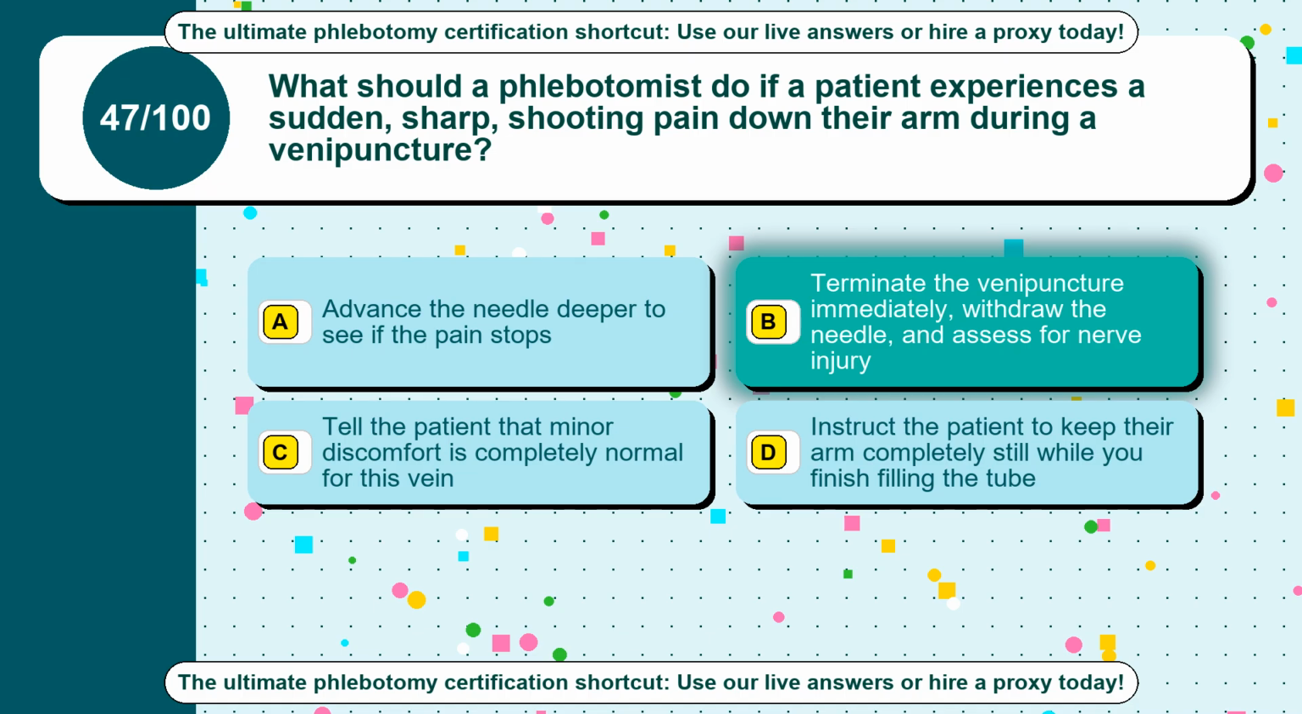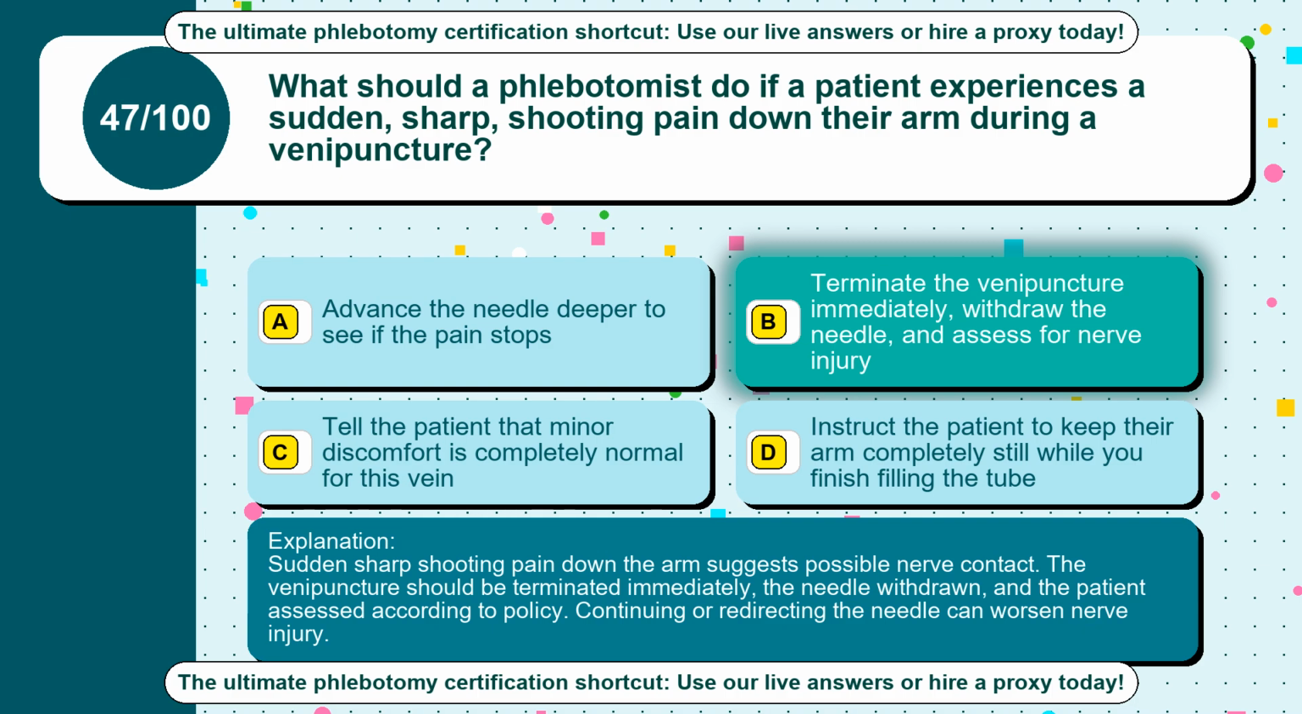Terminate the venipuncture immediately, withdraw the needle, and assess for nerve injury. Sudden sharp shooting pain down the arm suggests possible nerve contact. The venipuncture should be terminated immediately, the needle withdrawn, and the patient assessed according to policy. Continuing or redirecting the needle can worsen nerve injury.